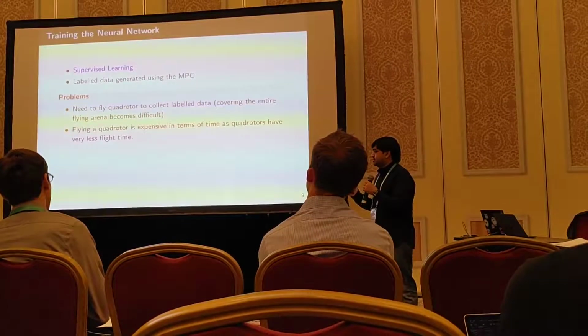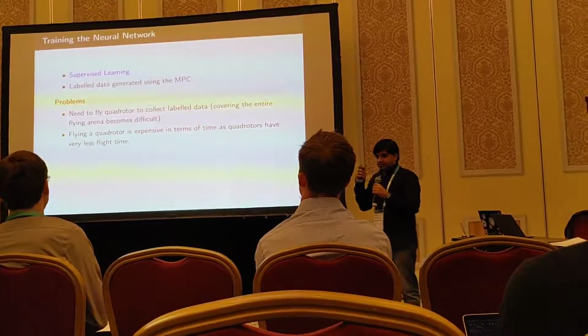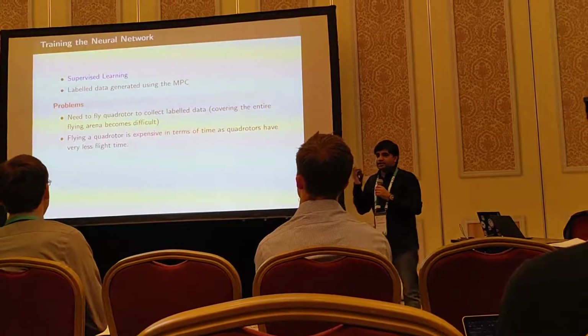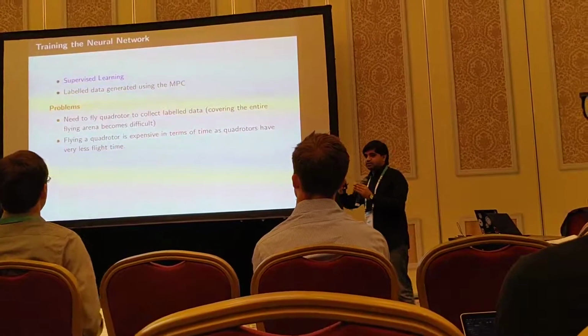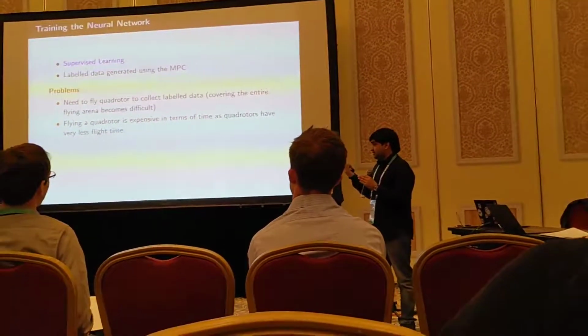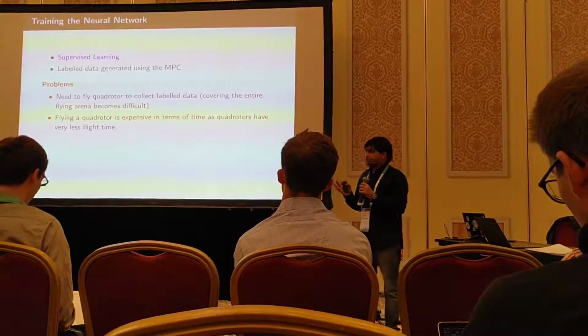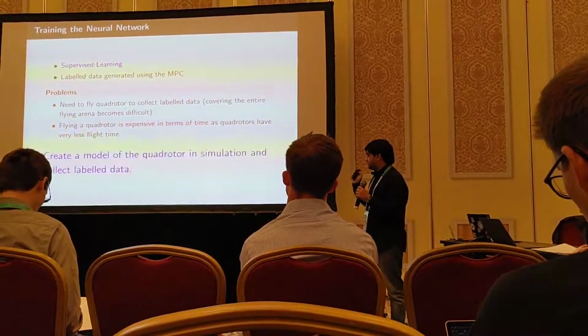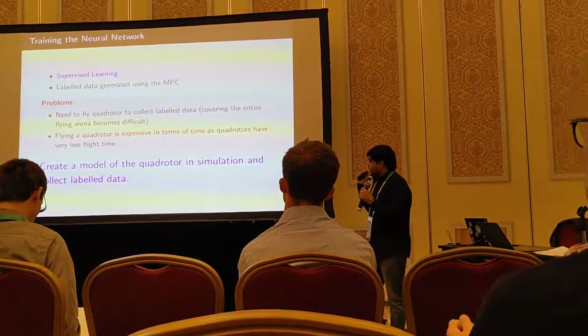But the problem with this is that we need to fly a quadrotor manually to cover the whole arena to get generalized data so that the network can generalize the controller from the data. Flying this is very expensive because these quadrotors have a very small battery and their flight time is very short. So what we came up with is to create a simulation model of the quadrotor.